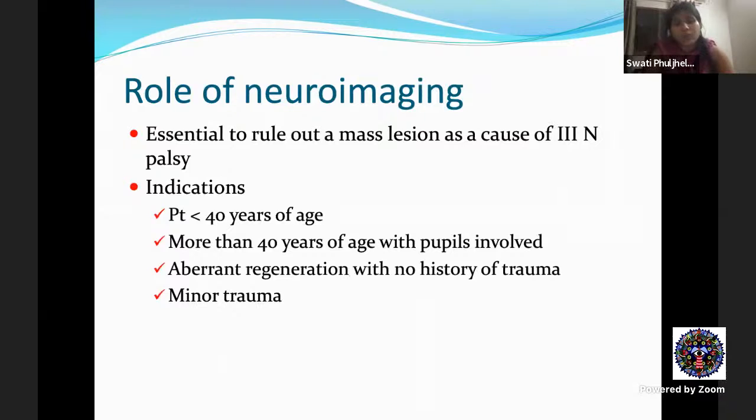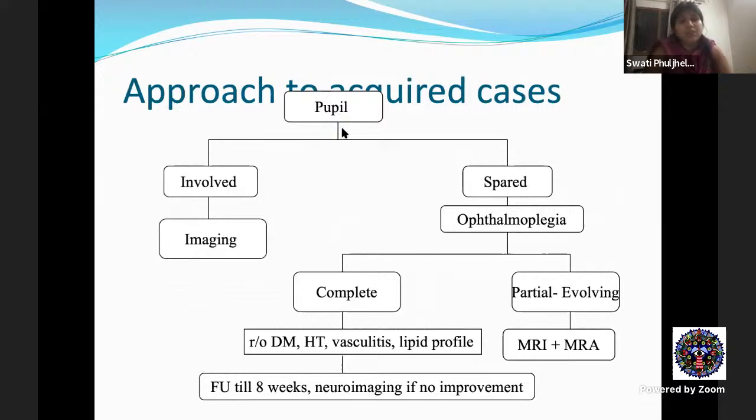So coming to role of neuroimaging, it is essential to rule out mass lesion as a cause of third nerve palsy. And particular indications include if the patient is young and there is involvement of pupil. If the patient is more than 40, again, if there is involvement of pupil, it becomes an indication for neuroimaging. As I emphasized earlier also, if there is aberrant regeneration with either no history of trauma or history of very minor non-significant trauma. So this is how you will approach a case of third nerve palsy.